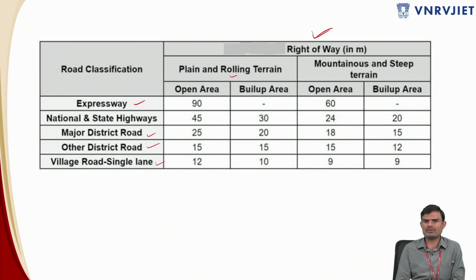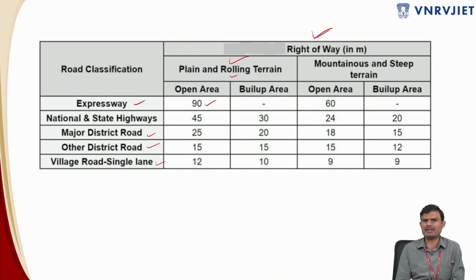So for this terrain, you have to look back into the factors controlling the geometric design, the previous lecture, where I discussed the topography of any area, which is divided into 4 terrains. The first is plain terrain, followed by rolling terrain. In plain and rolling terrain, you have a right of way of 90 meters in open area.